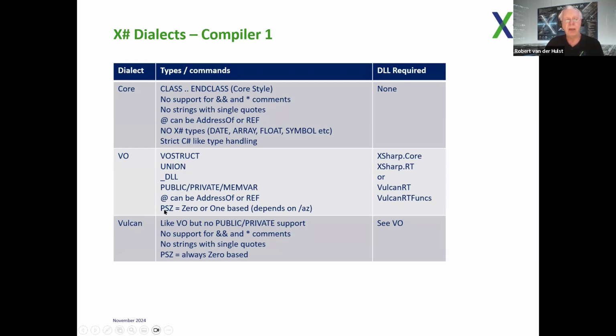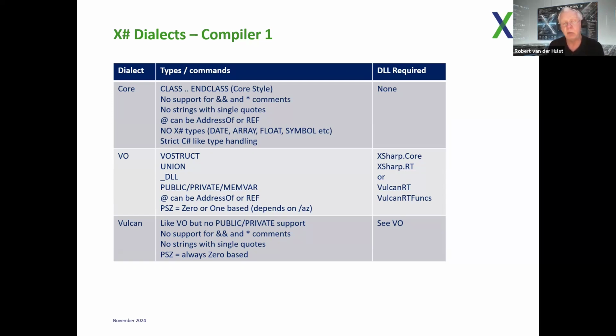And in the VO dialect, the PSCs, which is something that other dialects will not know, is 0 or 1 based. So you can index a PSC like an array, and the indexer depends on the option /AC, your 0-based array option, which the one below Vulkan doesn't have. Vulkan always has 0-based PSCs. So I think there was a bug in Vulkan, but Vulkan is 9 years old now, the last version, so it's probably a thing of the past. But if you compile in the Vulkan dialect, your PSCs are 0-based.